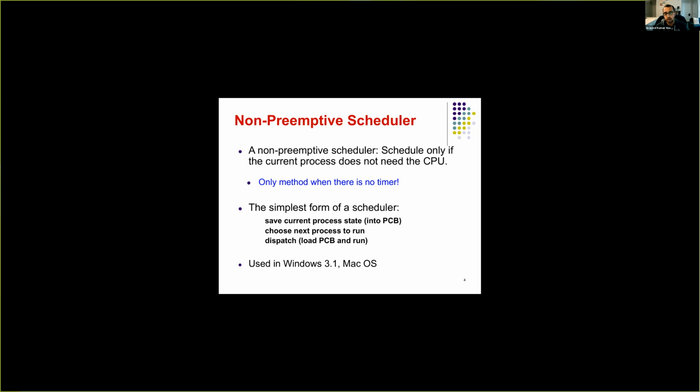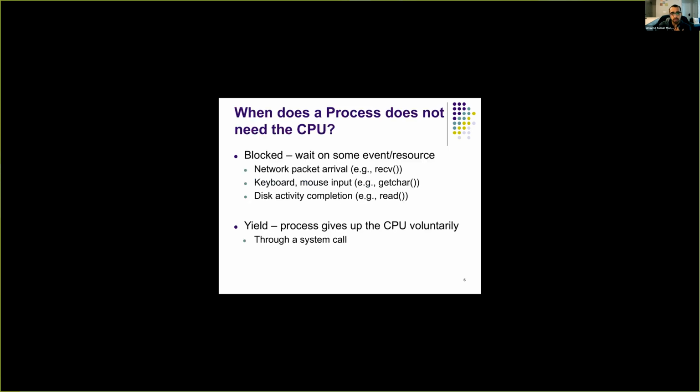An important thing that this scheduler needs to figure out is when the current process doesn't need the CPU. How does the scheduler know that the current process doesn't need the CPU anymore? The process doesn't need the CPU in at least two cases. In the first case, it is blocked on some input output or some other resource. For instance, the process could be blocked because it is waiting for a network packet to arrive, or because it's waiting for input from the keyboard, or because it's waiting for disk operations to be completed.